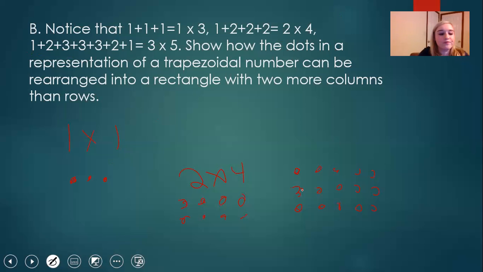But anyway, what I'm writing right here means that there's going to be 3 columns and 5 rows. 2 columns and, yeah, 4 across, yes. 1 and 1.